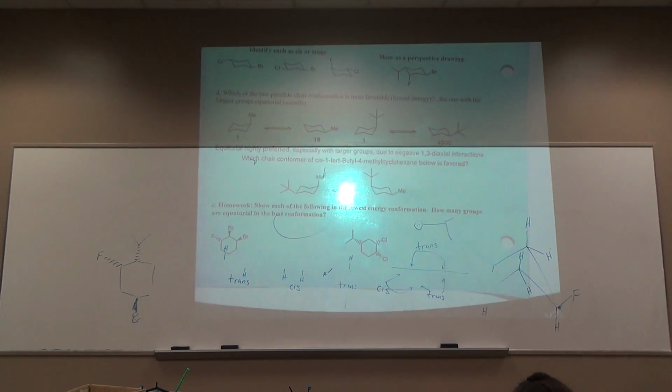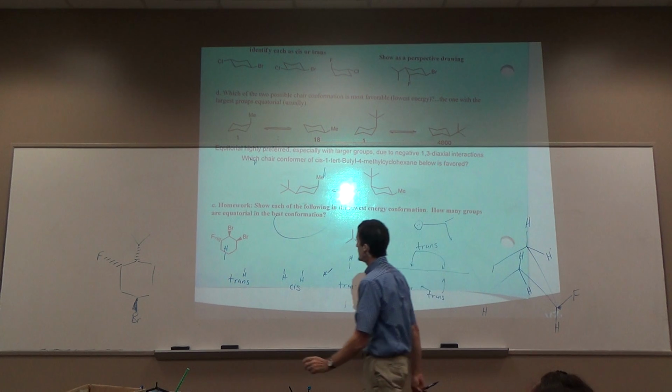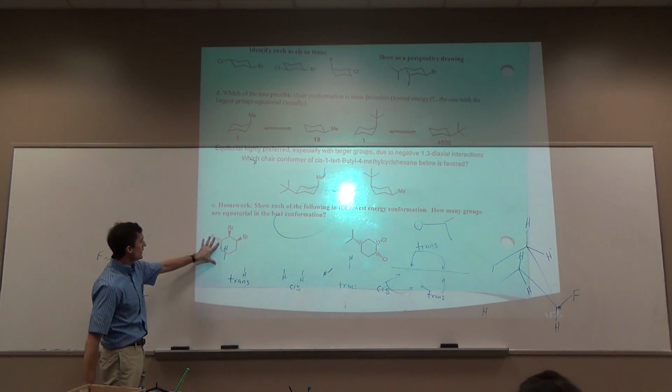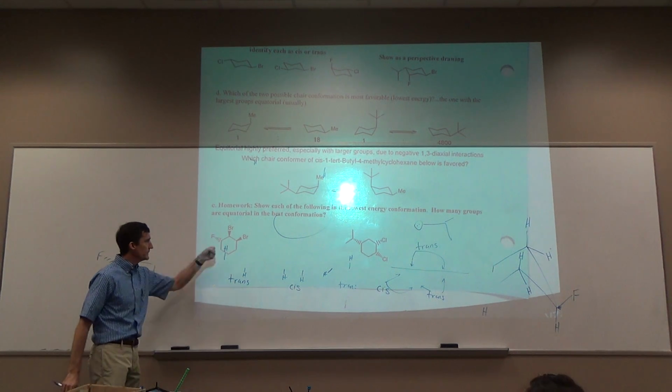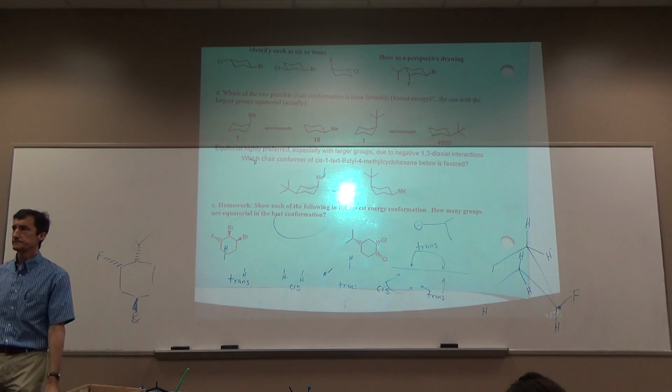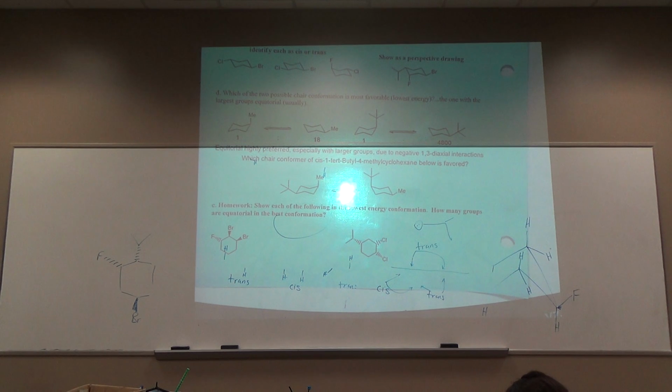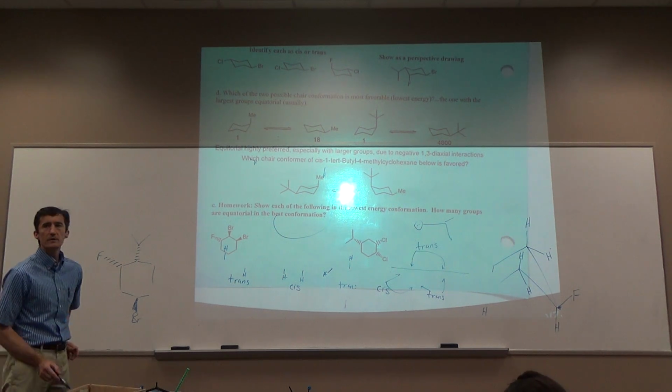Type 2 questions you may see. There are other types in the workbook. Here's one. Show this in the lowest energy conformation. Question, how many groups are equatorial in the best conformation? Why don't we do that one here? Show it in the best and then tell me how many are equatorial in the best conformation.